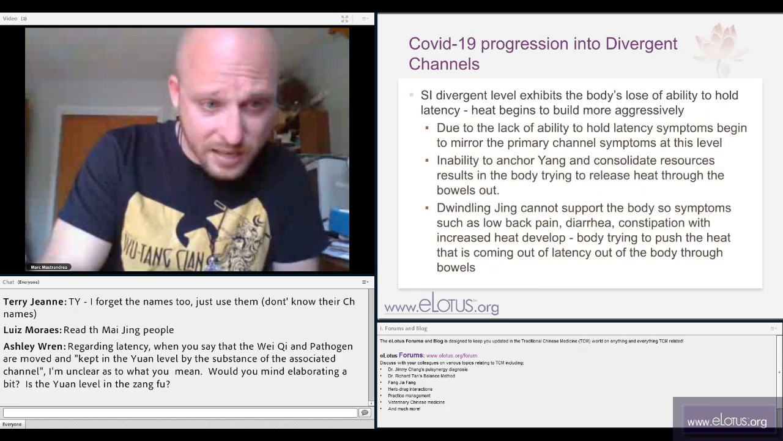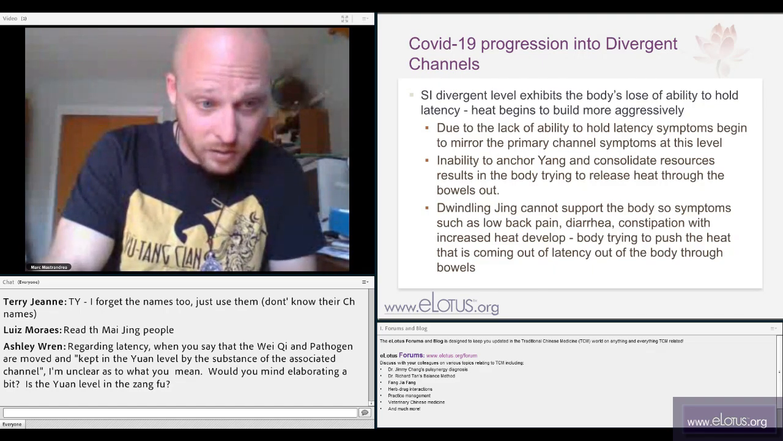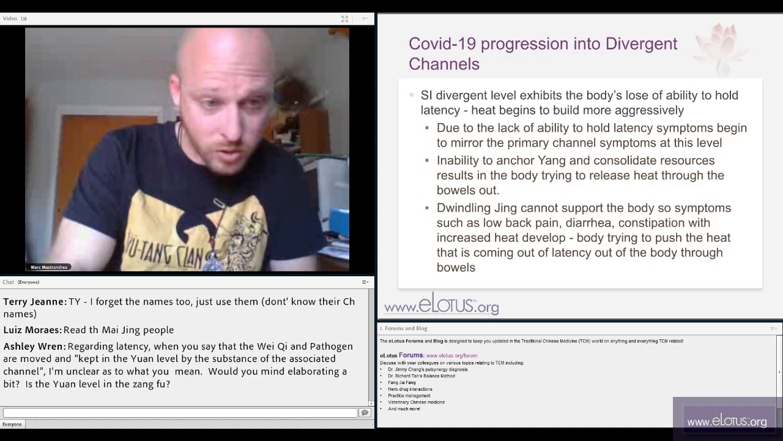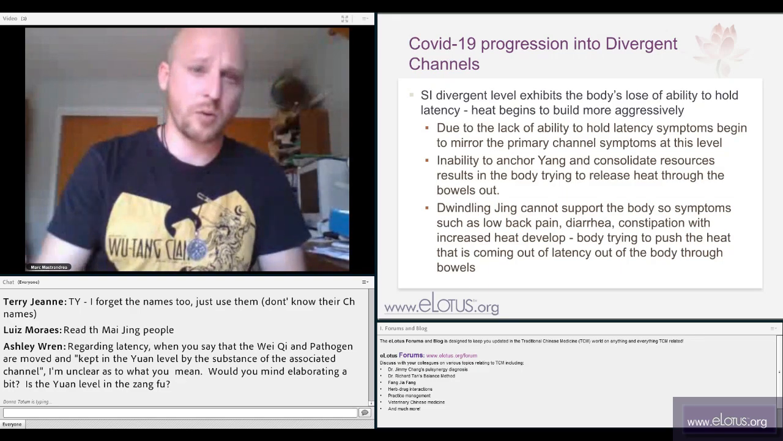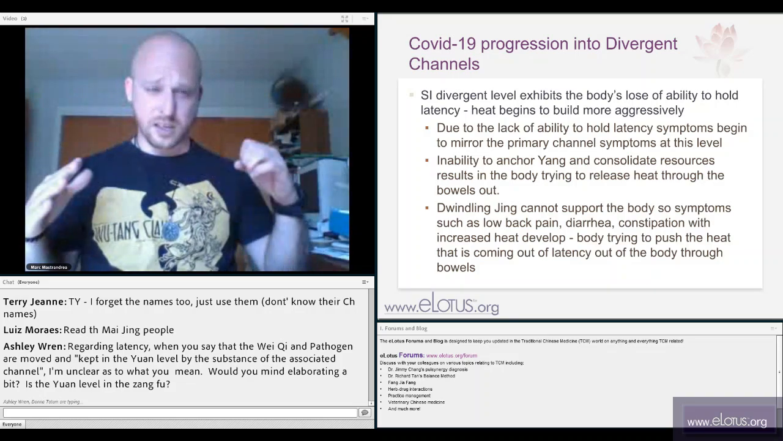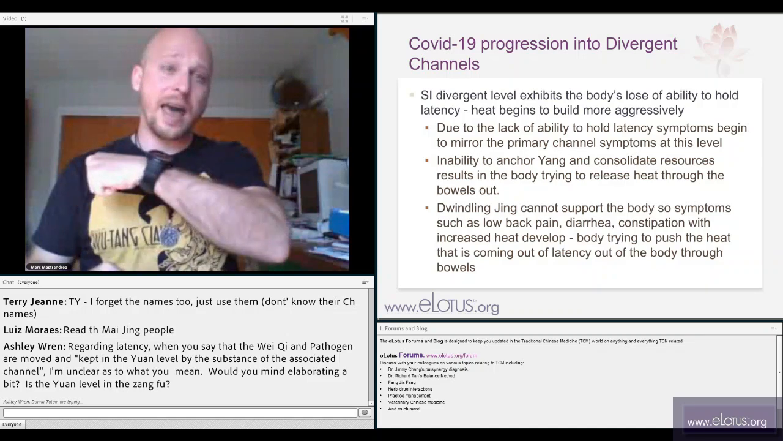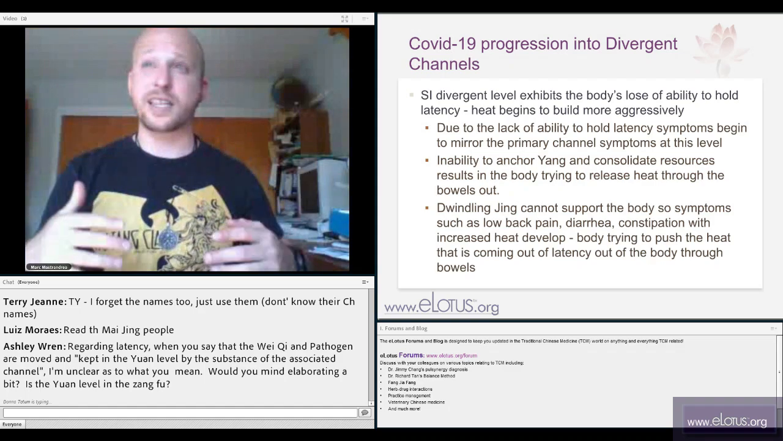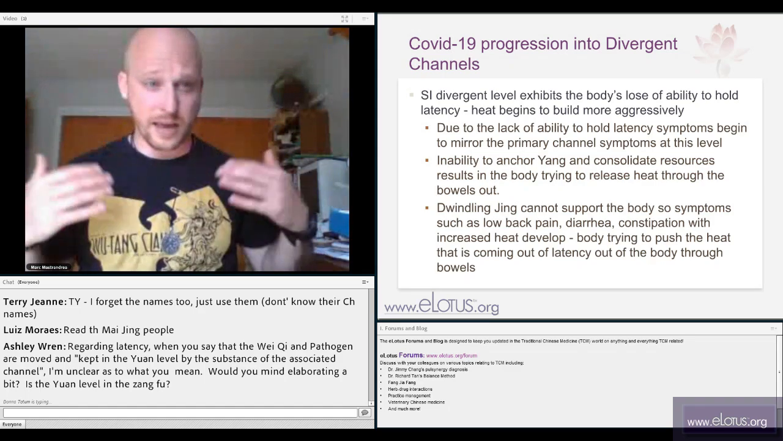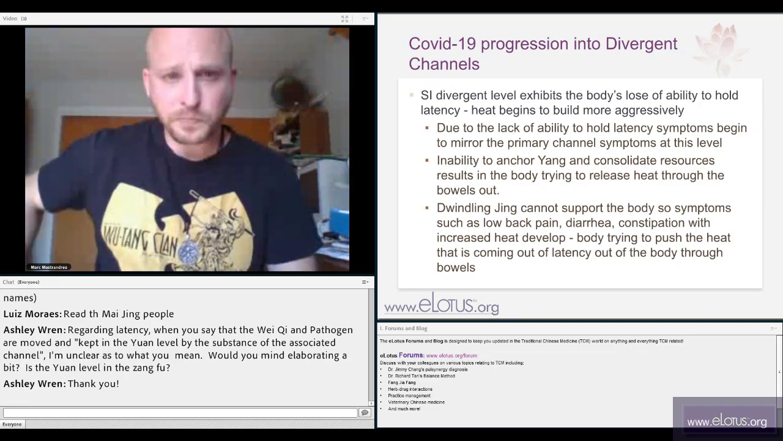I have a question here regarding latency. When you say the Wei Qi and the pathogen are moved and kept in the Yuan level by a substance of the associated channel, I'm unclear what you mean. Would you mind elaborating? Is it the Yuan level in the Zangfu? It's the Yuan level in the channel system. That's what we're talking about. So in the body, in the layers of things, it's the Yuan level. It's keeping it away from the Zangfu and moving into the bones and the joints, the Yuan level. So it would be the bones, the joints, even the neurological system. The spine, things like that. And unfortunately, eventually it even gets to the brain if you don't get it away.